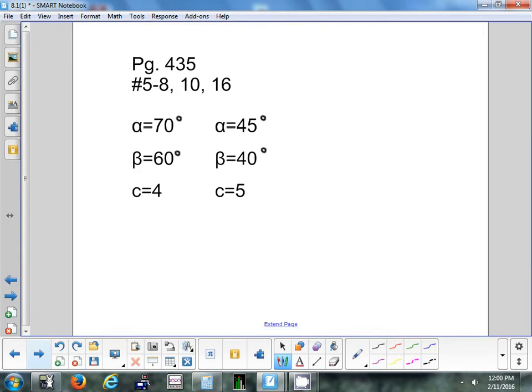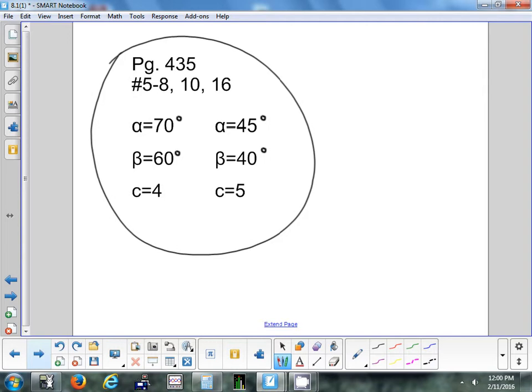All right, so the homework is all of that. Okay, page 435, 5 through 8, 10 and 16. And I want you to solve these two types. They don't give you these types in the homework. Okay, so try solving those two extra triangles.